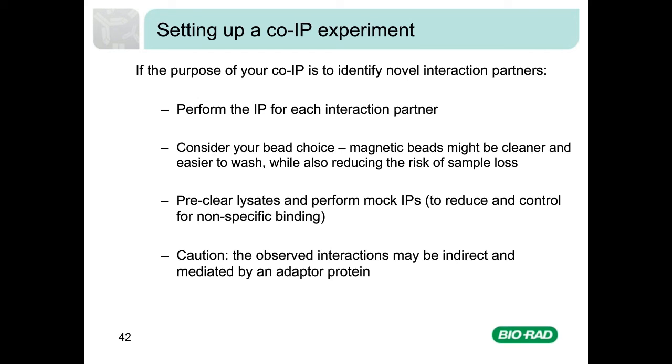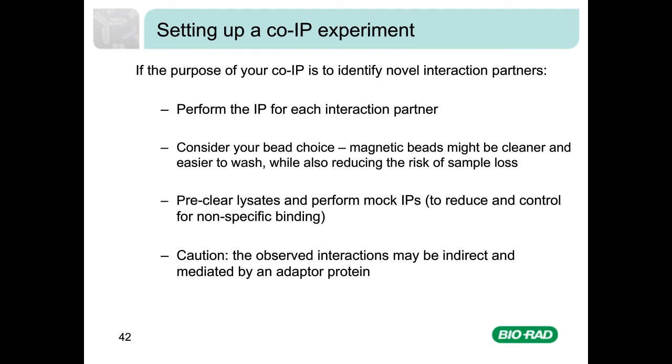Pre-clearing your cell lysate and running mock IPs are important considerations when designing co-IP experiments. Pre-clearing reduces the risk of non-specific binding, while the mock IP allows you to control for and assess potential non-specific binding. I would just like to caution you about the interpretation of co-IP results. Pulling down an interaction partner of your protein of interest in a co-IP does not imply that your protein of interest and the interaction partner interact directly. The interaction of these two proteins may be indirect and mediated by an adapter protein.